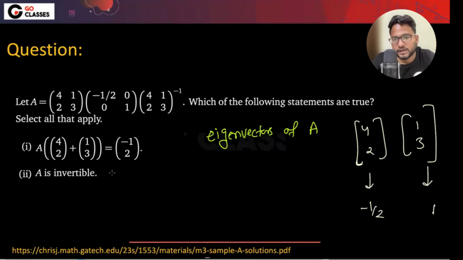Then let's just quickly check. This is minus 1 by 2 of this, which means minus 2 and minus 1. Minus 2, minus 1 plus (1, 3) will be (minus 1, 2). Yes, this is true, right? This is true.